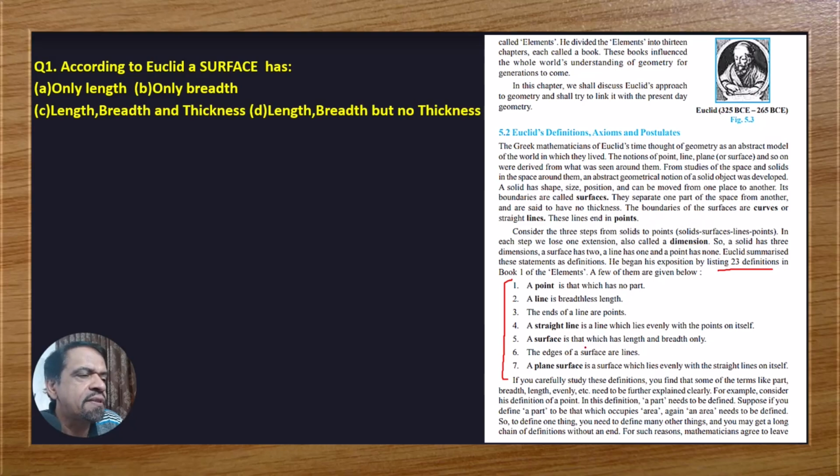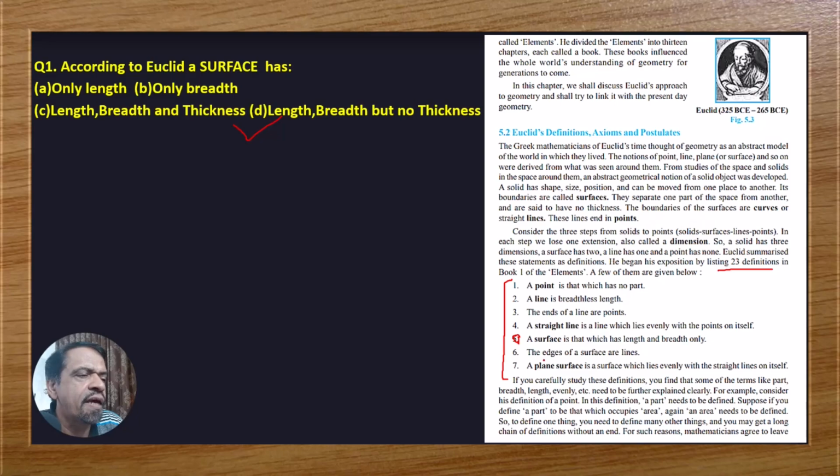A surface is that which has length and breadth only. See, so this is our answer, this fifth one. So option D, length, breadth but no thickness. The plane means, this is a plane. This pen type board is a plane. The top surface of the book is a plane. Length, breadth but no thickness.